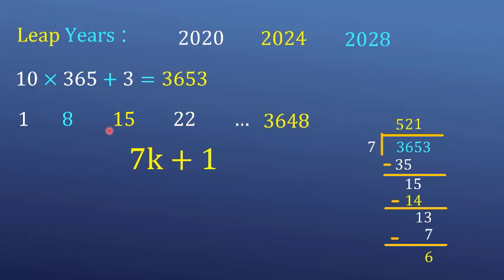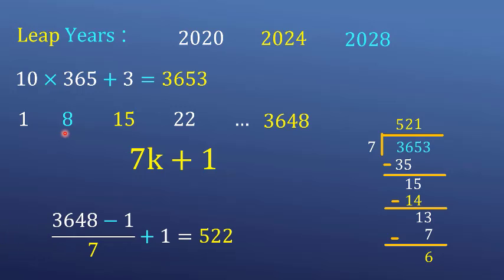So these are the numbers for all the Mondays. So the last one, 3648, minus the first one, over the common difference 7, plus 1. The formula is exactly this: last one minus first one over 7. The formula is this. Memorize it. Plus 1. Equal to what? If we calculate, it will be 522. So we've solved the medium problem.